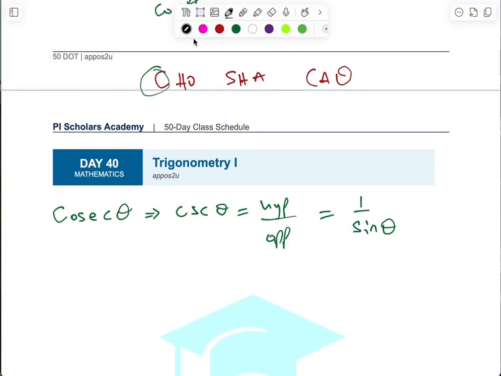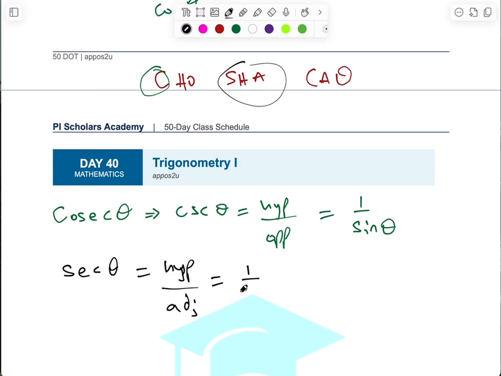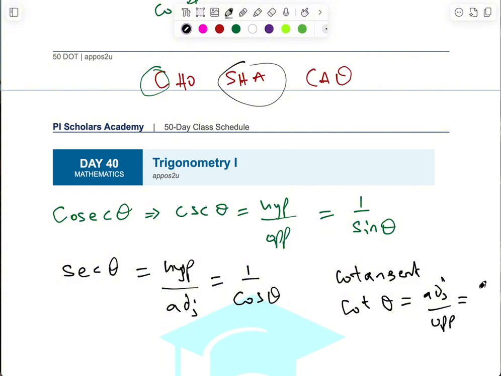Similarly, if we go down now, we have SHA. SHA is for sec theta. And sec theta is simply the ratio of the hypotenuse to that of the adjacent. And that is the inverse of cosine theta. So finally, the last one is cotangent theta, which is shortened as cot theta, and that will be adjacent divided by opposite. Of course, that is the inverse of tan theta.